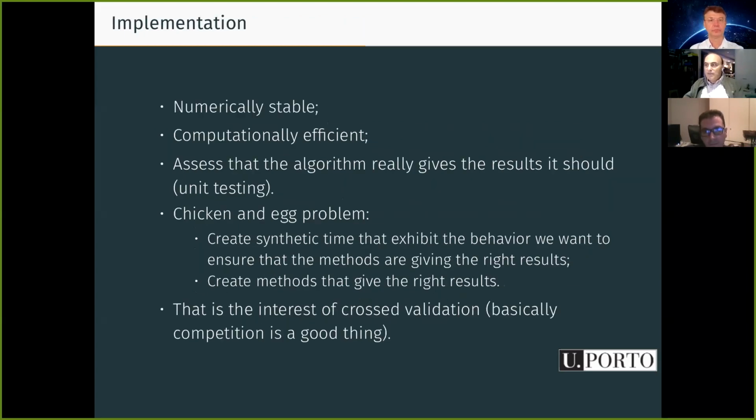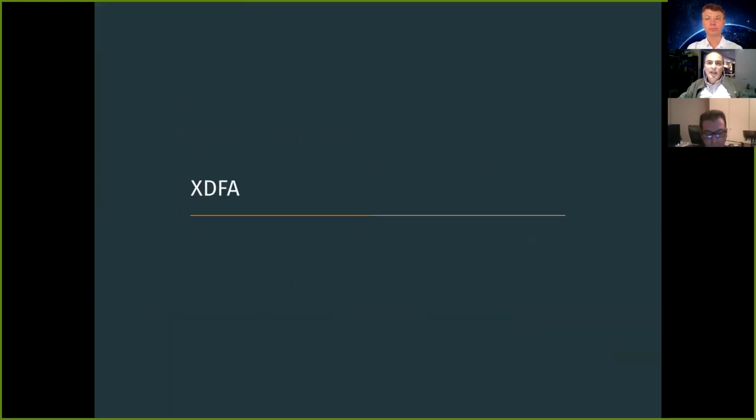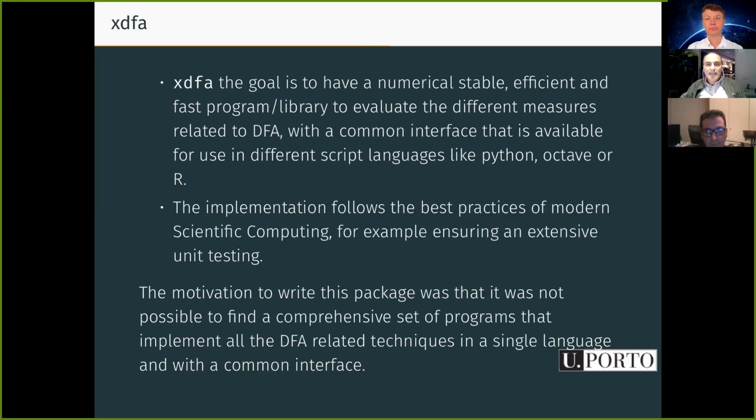In terms of the real implementation in the computer, we want it to be numerically stable, computationally efficient. We want also to ensure that the algorithm is doing what it does, okay? And since this is a stochastic problem, we want to generate synthetic time series and to apply the method therein to see if it is giving the right results. So XDFA intends to address some of those issues. The idea is to use a numerically stable, efficient, and very fast library to compute all of those techniques that you saw before, and following at the same time the best practices of scientific computing, okay? Ensuring for example unit testing, basically to test that every function does what it tells that it does, okay? And in different languages if possible.